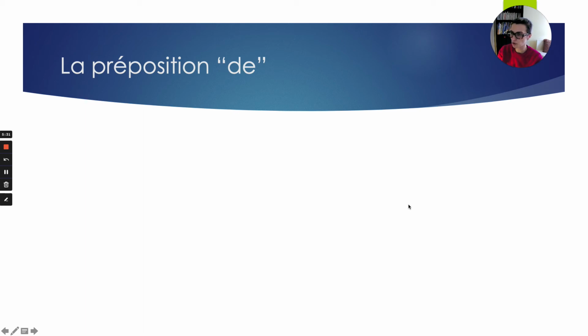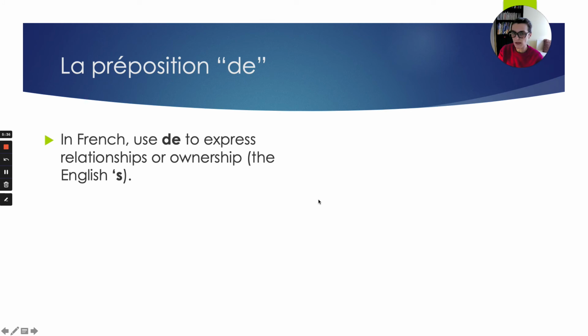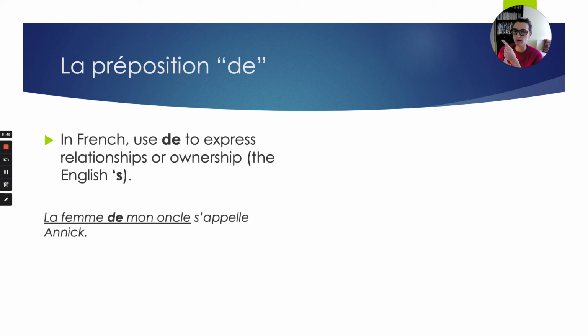The preposition de means of. So that's the apostrophe S in English. My uncle's wife, la femme de mon oncle, s'appelle Annick. La femme de mon oncle. Note the word order there. My uncle's wife, la femme de mon oncle. Le fils de mon cousin, my cousin's son. Le fils de mon cousin a 2 ans.